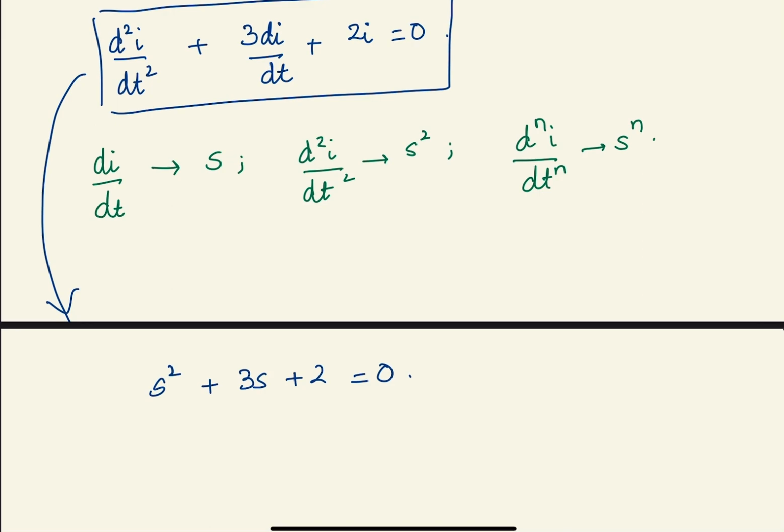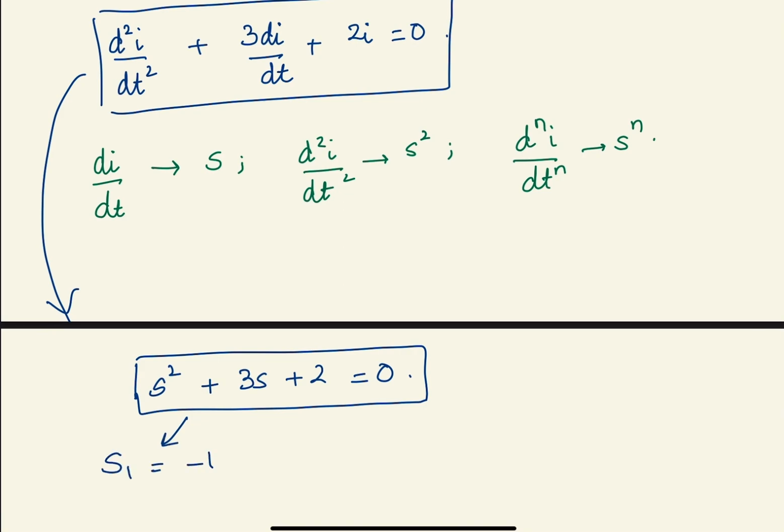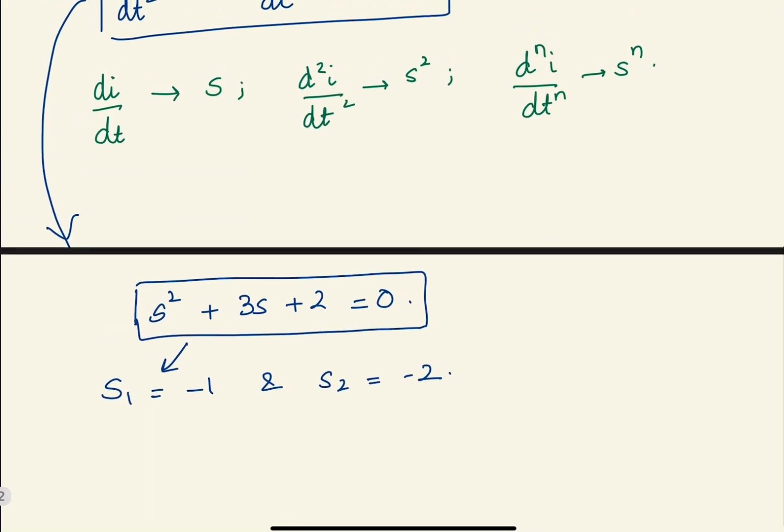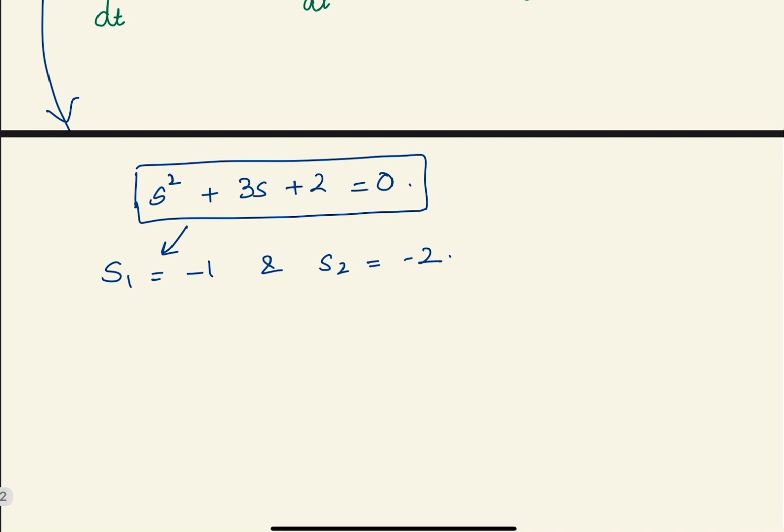Okay, this is a simple quadratic term. Now what are the roots of this quadratic equation? If you see, the roots are s1 is minus 1 and s2 is equal to minus 2. Now we know these two roots. So what is the solution of the current going to be? Then we can simply say that the current, or the solution of this equation, I of t is some factor k1 e to the power s1t plus some other factor k2 e to the power s2t.